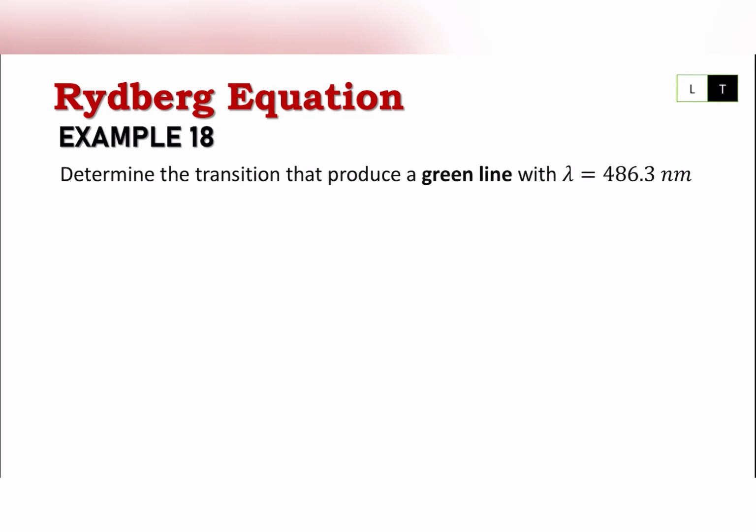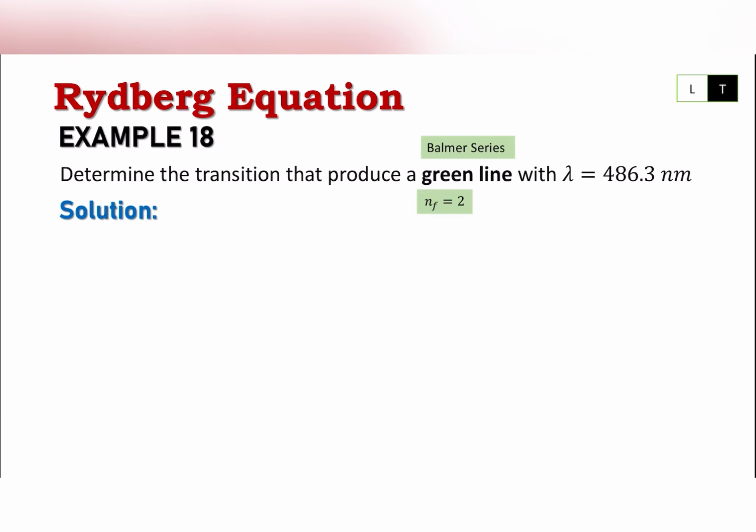Let's try one more example. I want you to determine the transition that produces a green line with a wavelength of 486.3 nanometer. What you have here is a green line. So how do you know which series it is referring to? I've taught you before, for the series that is visible with a specific color, it is only referring to the Balmer series. So in this case, you know that the value for the ground state of the Balmer series will always equal 2. So this is NF, your N final.